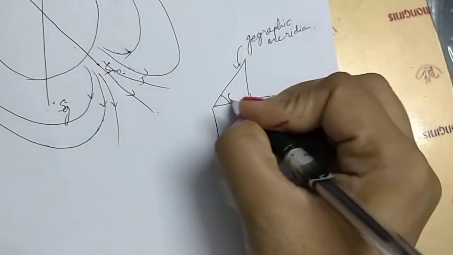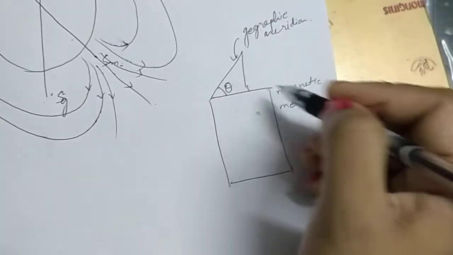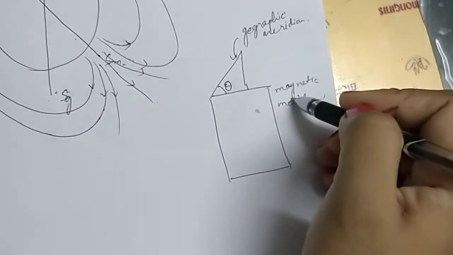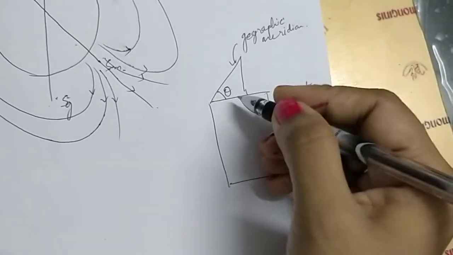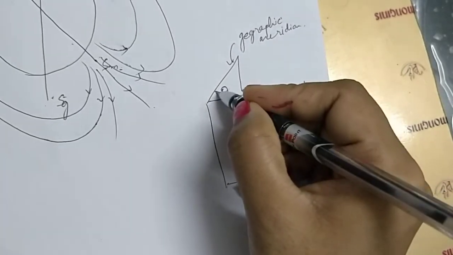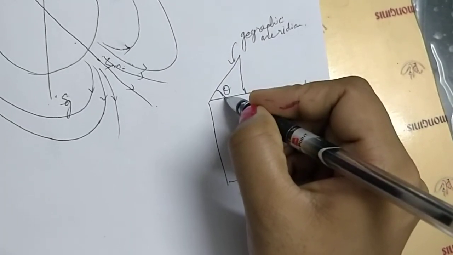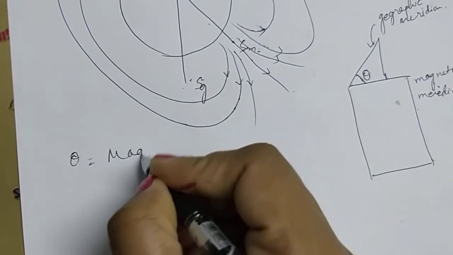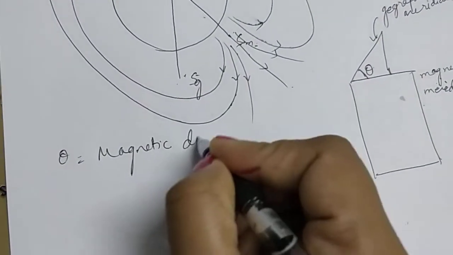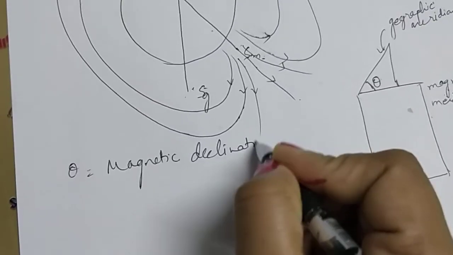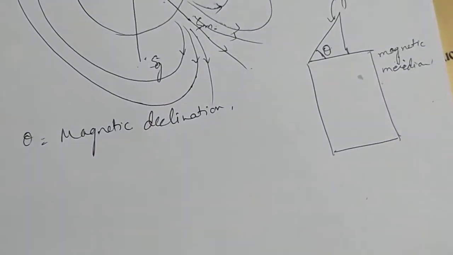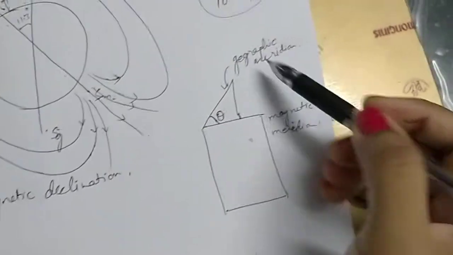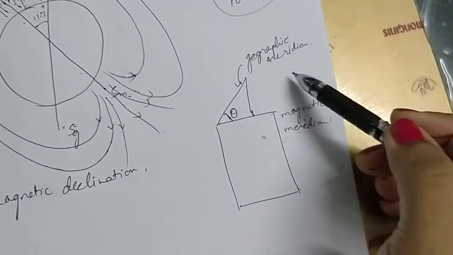So angle between them is theta. Okay, angle between magnetic meridian and geographic meridian is theta. And so this angle theta is known as magnetic declination. So how will you define magnetic declination? Magnetic declination is the angle between geographic meridian and magnetic meridian.